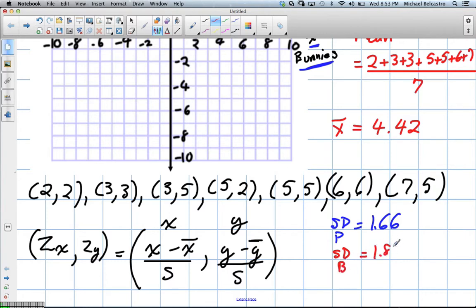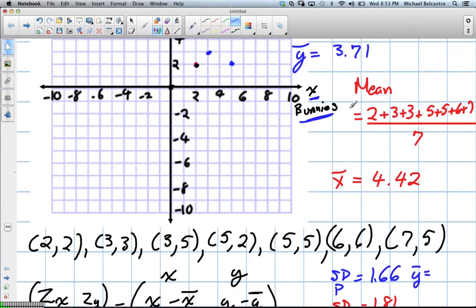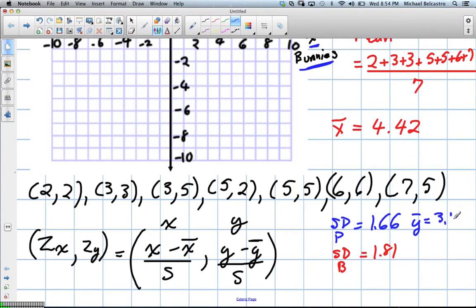And on top of that, we have to know the mean of people. So the y bar, right? We have to know that for our formula, it is 3.17. So we found that earlier. 3.71, thanks. And then the x bar of bunnies, so the mean of bunnies was 4.42. Okay, so that information is all going to come into play here.